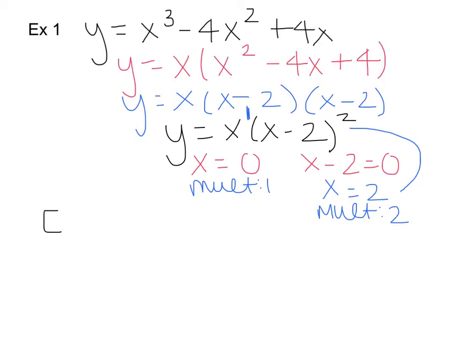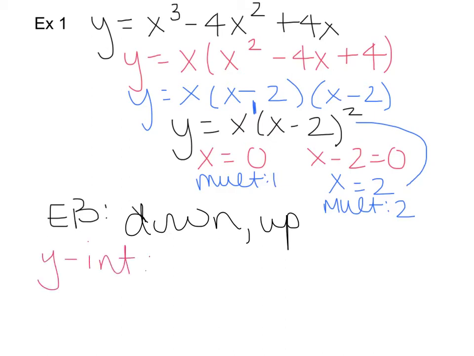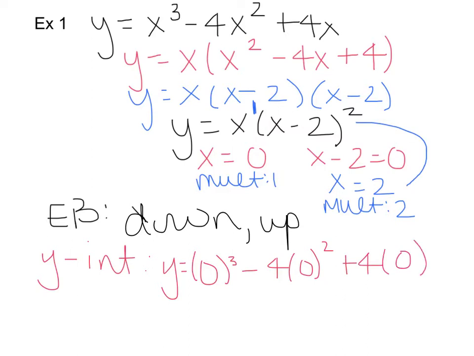So now let's talk about the end behavior so we can continue to sketch our graph. If you look up here at the very beginning, you started with x cubed. That's odd and it's positive. So the end behavior is down on the left side and up on the right side since it's odd and it's positive. Now let's find the y-intercept. To find the y-intercept, we are going to plug in 0 for x. So 0 to the third power minus 4 times 0 to the second power plus 4 times 0 is going to give me a y-intercept of (0, 0).